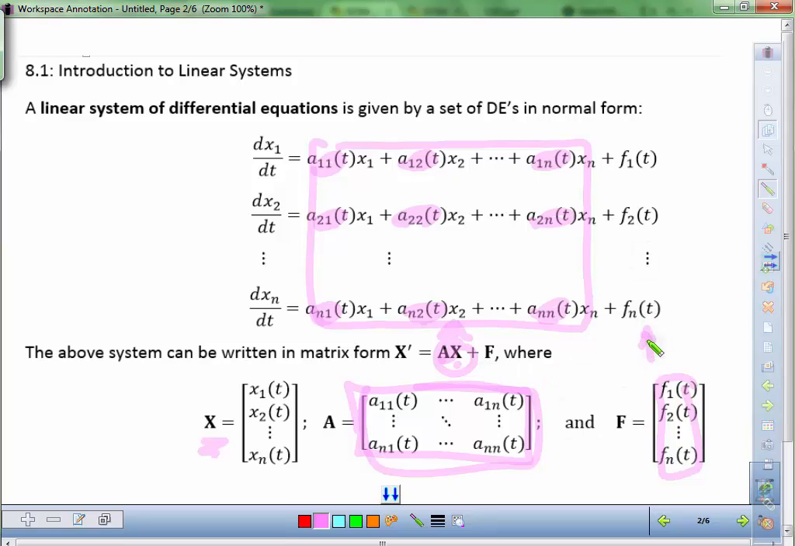If you have a bunch of non-zero functions, then you have a non-homogeneous set. And if you have a homogeneous system, then these f functions will all be 0. Okay, I know it's kind of hard looking at this with n by n matrix stuff, but when we do examples, we'll take a look at this, and we're just going to do up to 2 dimensions.